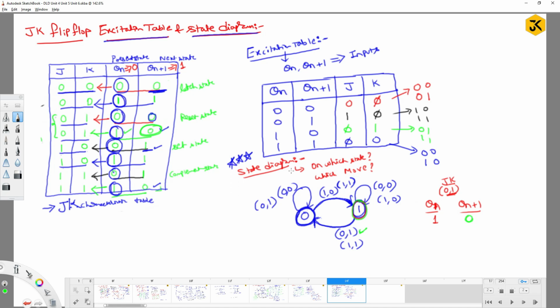So the same kind of JK flip-flop I can represent in different ways. One is in the form of a characteristic table. Another is in the form of a characteristic equation. Another is in the form of an excitation table. Another is in the form of a state diagram. And one more thing is we can define it in the form of a function table. These are the many ways we can represent any kind of flip-flop.